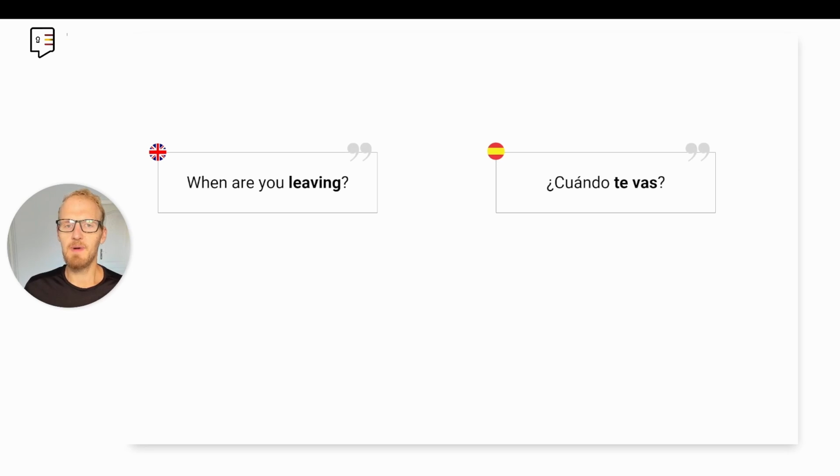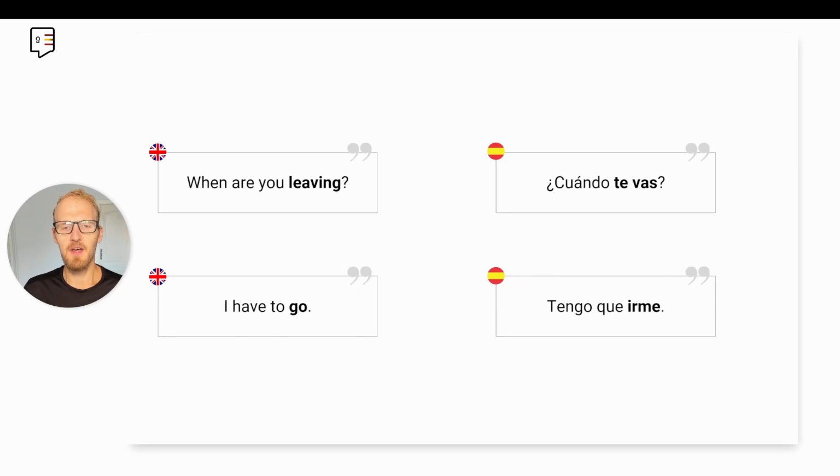Well, in Spanish, when are you leaving would be cuándo te vas. But I have to go is tengo que irme. So you see, we are using irse in both cases. We are translating leaving as irse, but also go as irse. Go is also irse in Spanish.